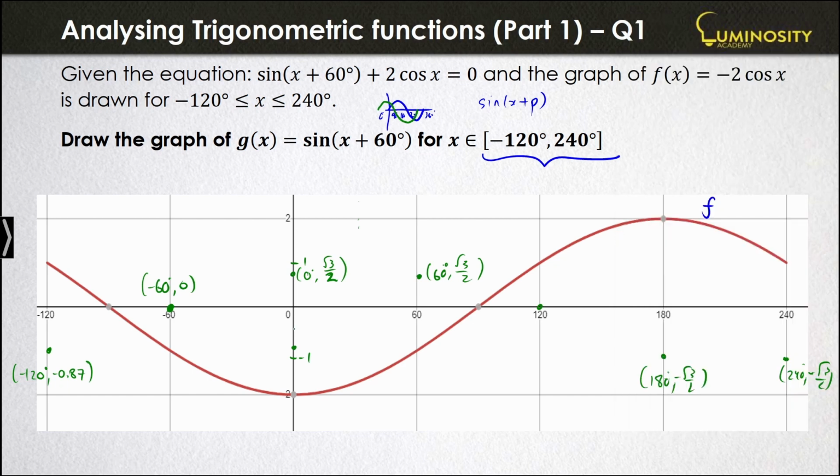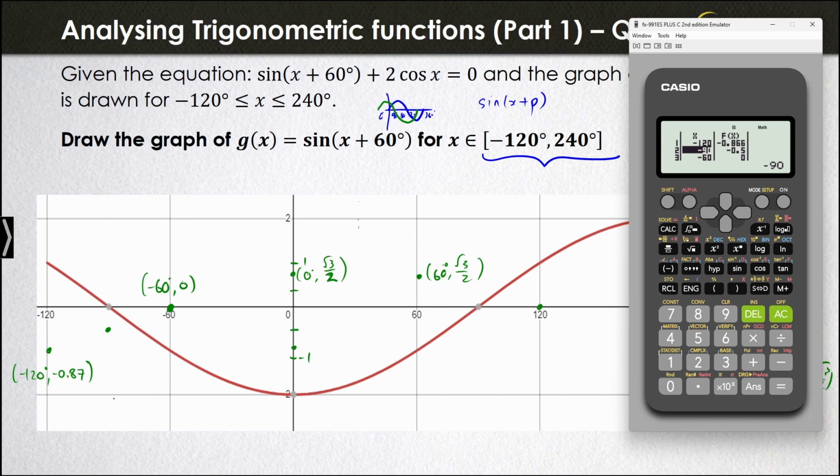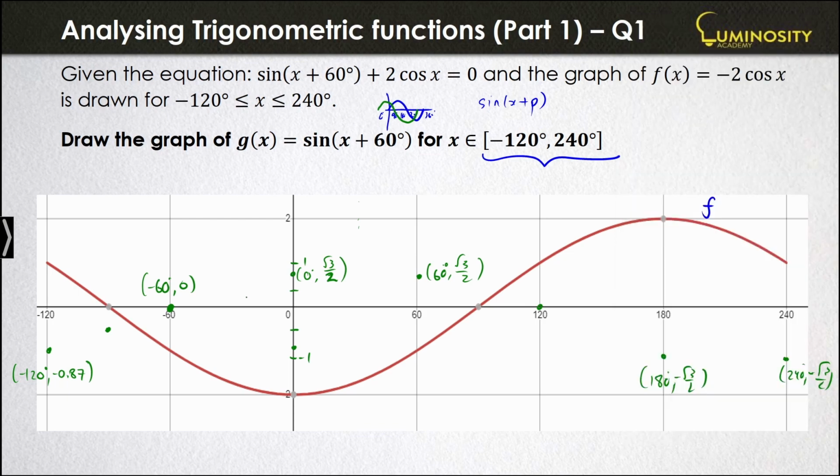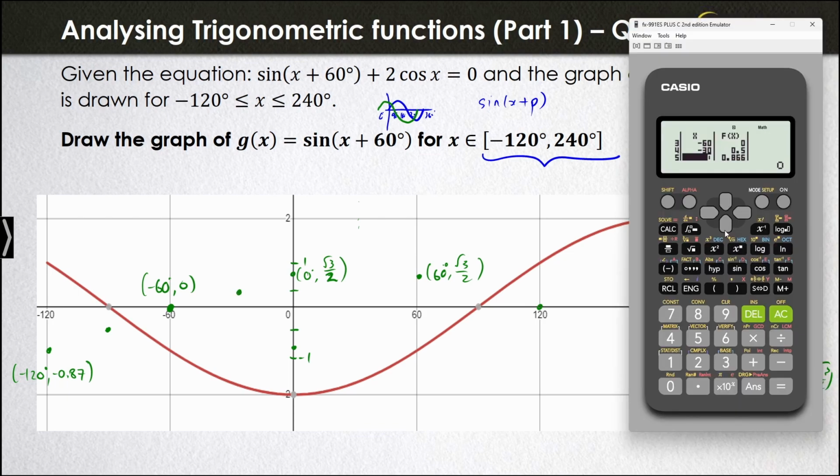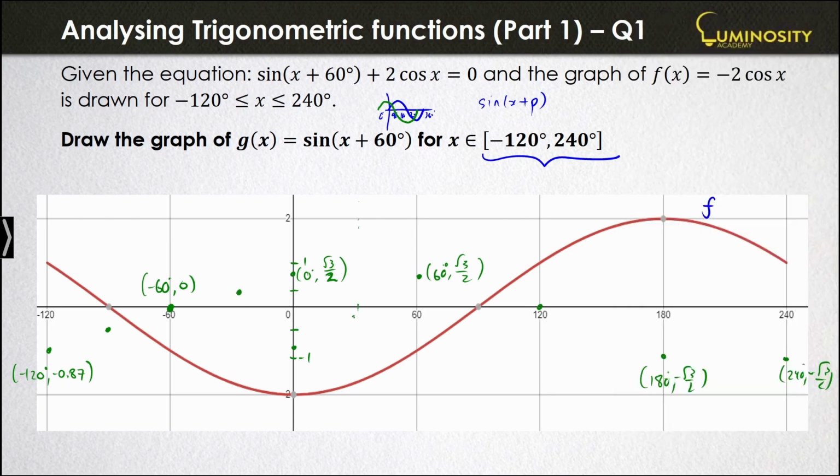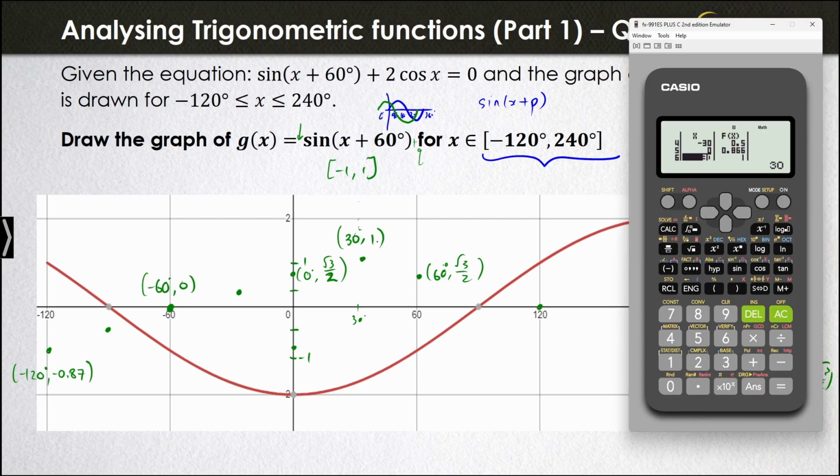Negative 90 degrees is negative a half. So negative 90 degrees over here, that's negative a half. Negative 60 degrees, 0, we've got that. Negative 30 degrees is a half, so that's up here. 30 degrees is 1. Interesting. So there's 1 here. Because there's no amplitude value other than 1 in front, and there's no plus q value here, we know that the range will still be between -1 and 1 for the standard parent graph. So 1 is going to be the maximum value here, so 30 degrees, 1.